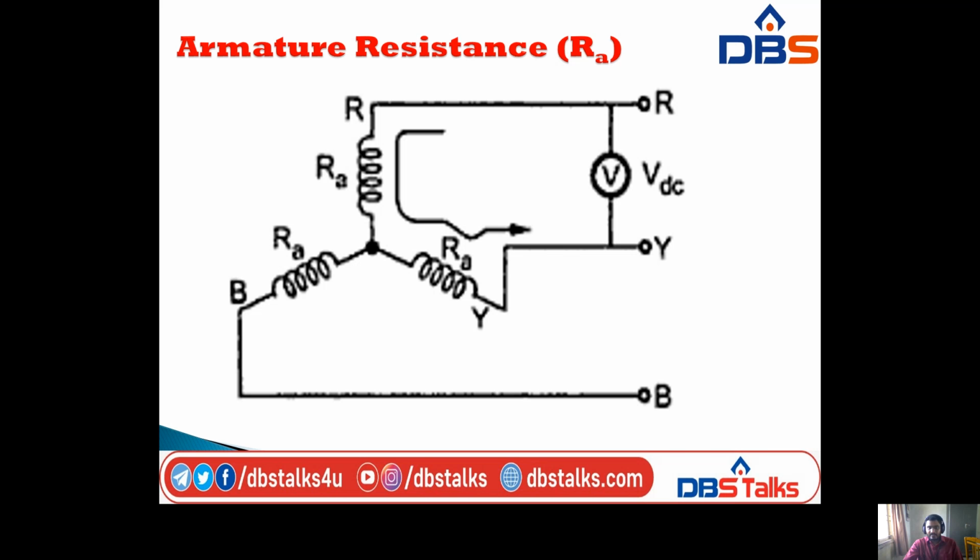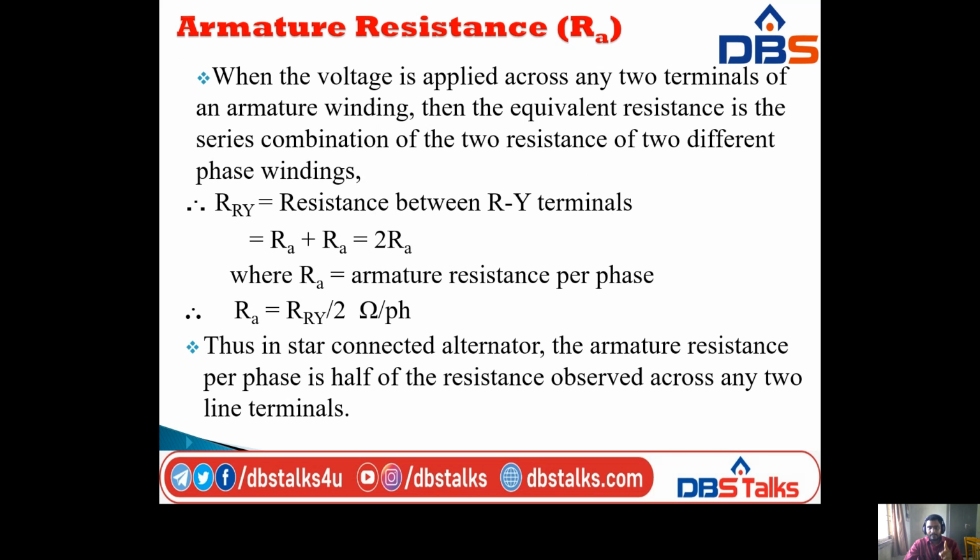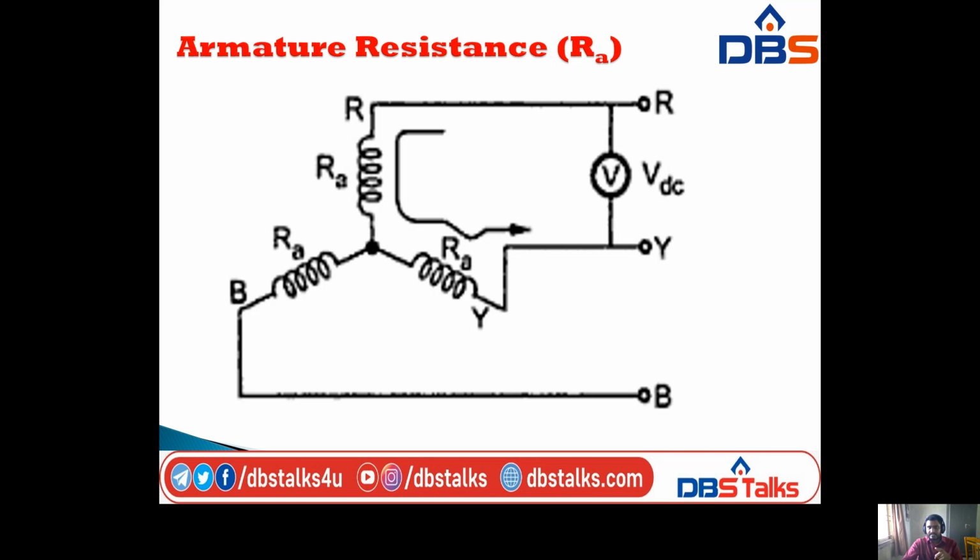So here I am taking three terminals R, Y, B, and each winding consists of resistance Ra. Here I am inserting a voltmeter across R and Y phase, which reads the DC voltage VDC. Okay, the B terminal is not connected to the voltmeter. So when the voltage is applied across any two terminals of the armature winding, that means if you observe this diagram, the voltage is applied across R and Y terminals. In between R and Y terminals, I am inserting the voltmeter.